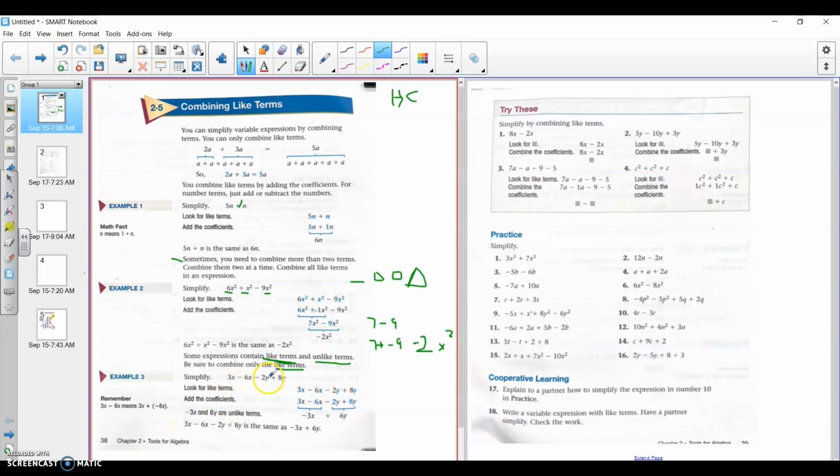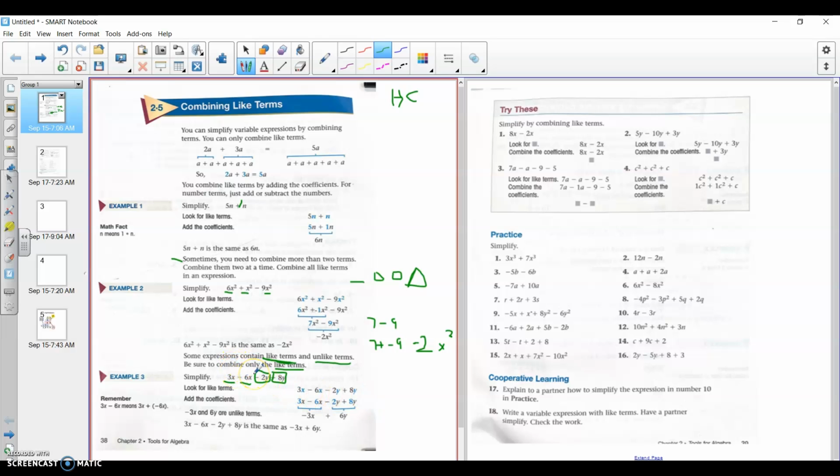So 3x minus 6x minus 2y plus 8y. I'm going to start with my underline. That looks good. I can combine it with the 6x, but I cannot combine it with minus 2y. So I'm going to make that a square because that's different terms. I don't want to do squares with underlines. However, I can do the negative 2y plus 8y. So there, I'm going to just do those.